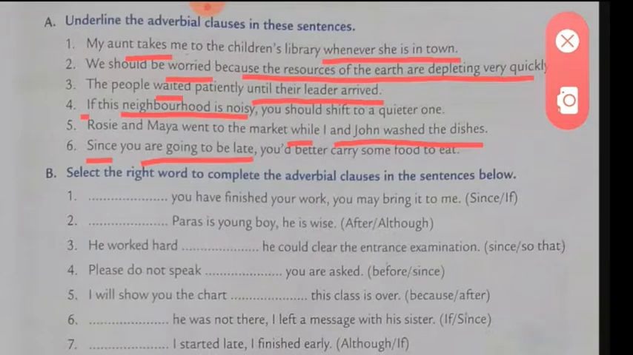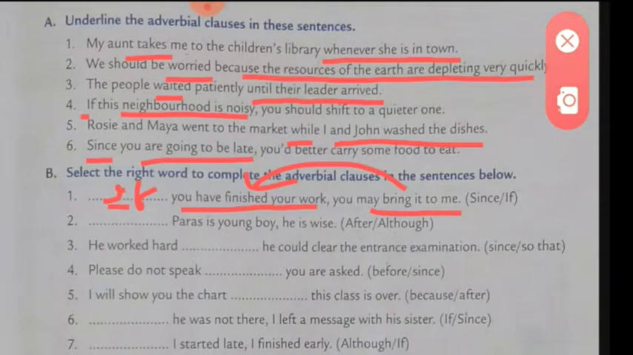Are you getting an idea about adverbial clauses? We'll go for the second exercise now. Select the right word to complete the adverbial clauses in the sentences below. First one. If you have finished your work, so if is a subordinating conjunction. If you have finished your work is an adverbial clause which is saying something about you may bring it to me. Bring is the verb. So it's saying something about bring.